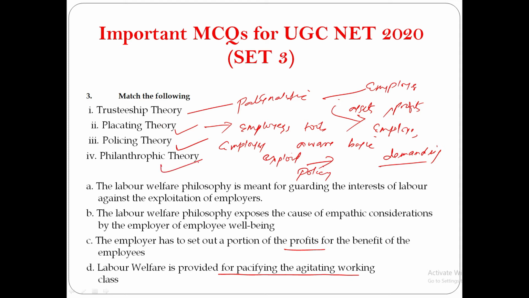Now what is philanthropic theory? Philanthropy is known as love for mankind. There should be empathic consideration by the employer for well-being. So this is number B. All right. Now you have understood, I guess.